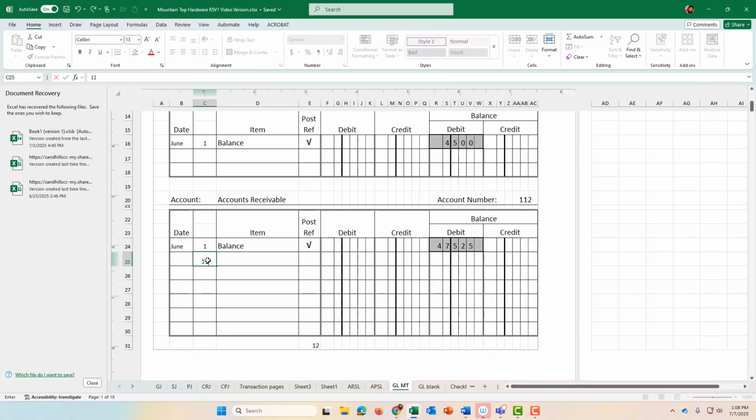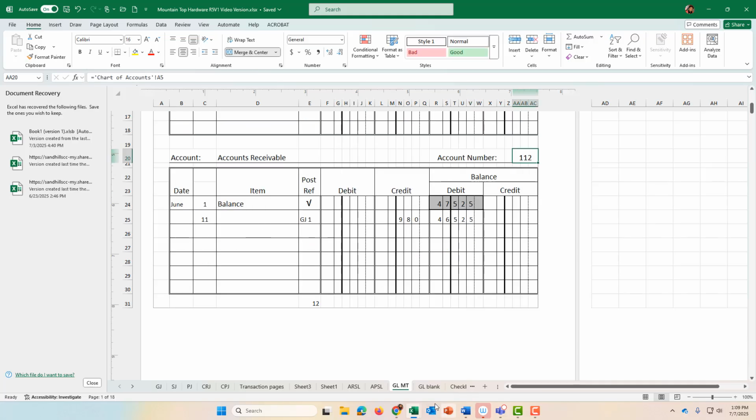So on June 11th, we're going to say this posting reference came from our general journal on page 1, and it was a credit for $980. So 980. That's going to leave a balance in this account of $46,525 debit. Okay. Now that posting reference is 112.